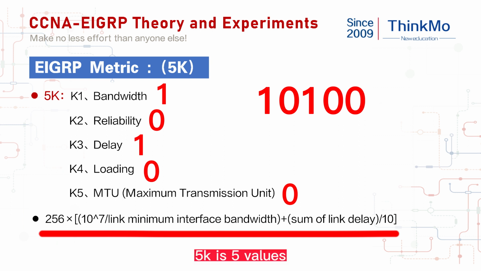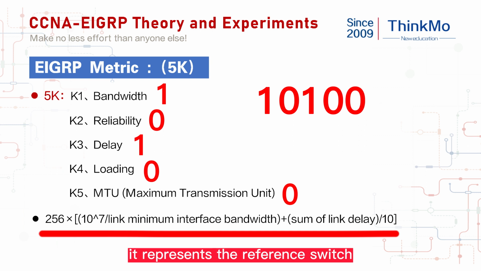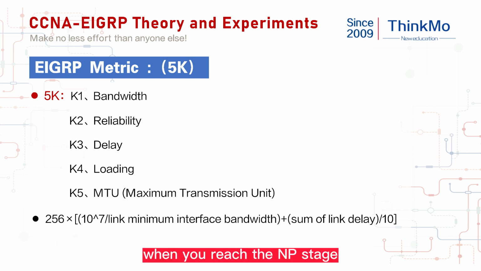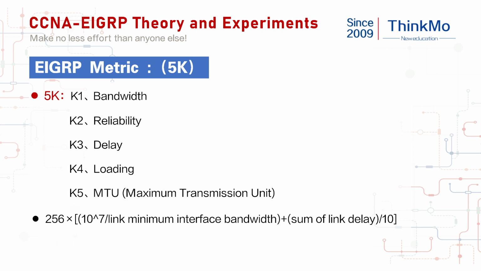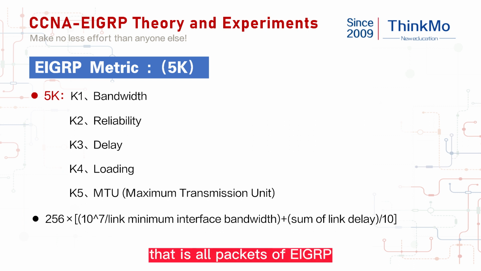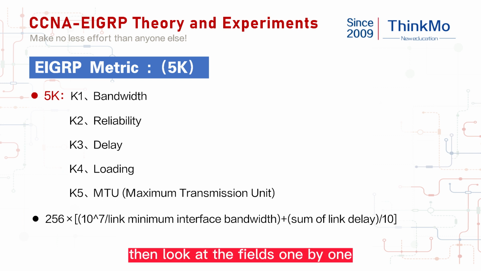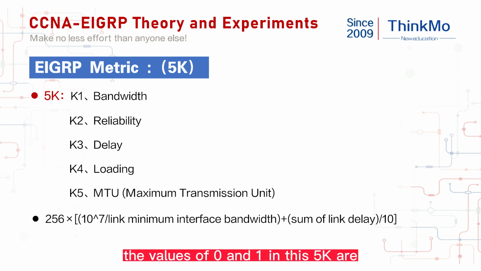5K is 5 values. It represents the reference switches. Reference is 1, no reference is 0. When you reach the NP stage, you will learn the messages, that is, all packets of EIGRP. You will capture the packets, then look at the fields one by one. Then you will see the values of 0 and 1 in this 5K.